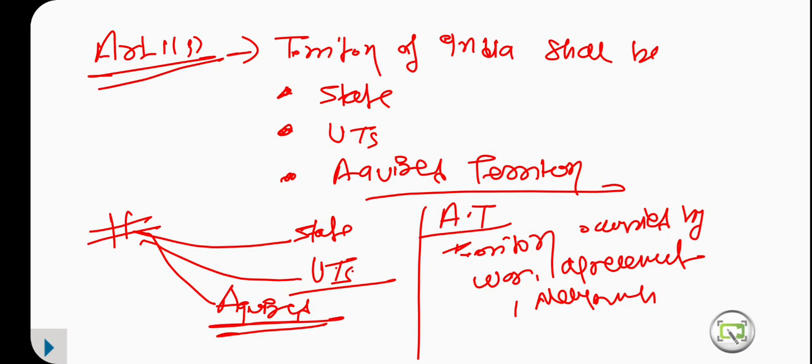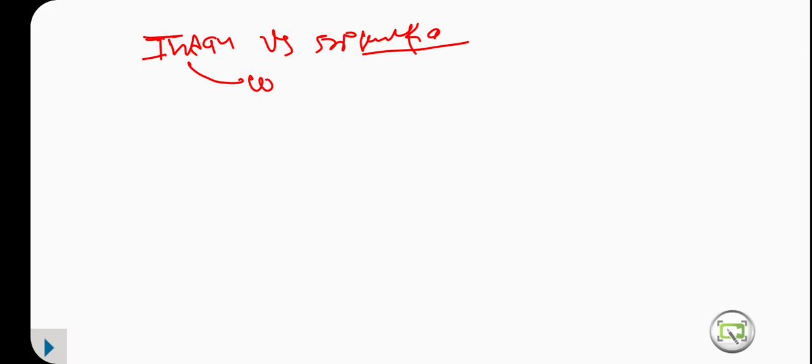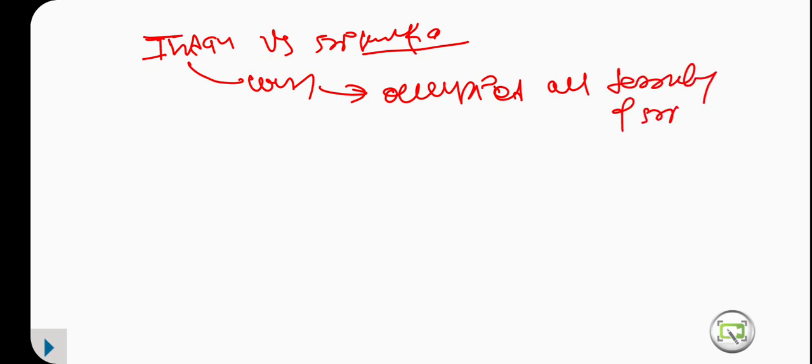Acquired territory means that territory which is occupied by our nation through war, through an agreement, through a negotiation. That is called acquired territory. Acquired territory means territory occupied by war, agreement, negotiations, or through purchasing the territory. To understand acquired territory simply, don't worry.